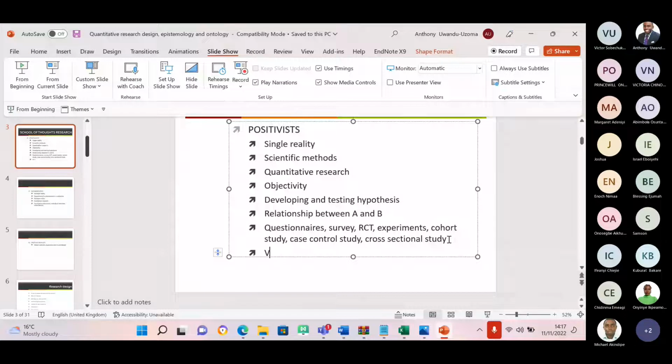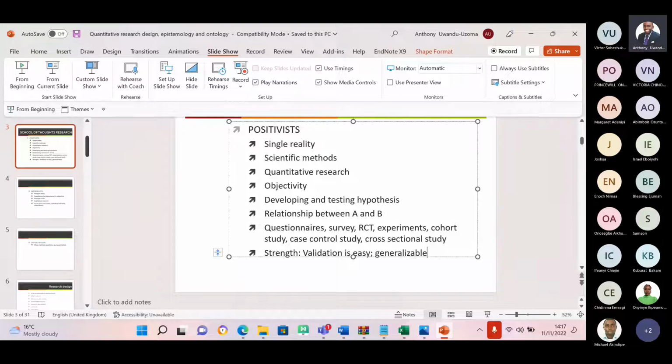That's the strength. So the strength here is what? That you can easily validate your data. So validation of data is easy. And what again? Generalizable, right? Yeah, it is generalizable.